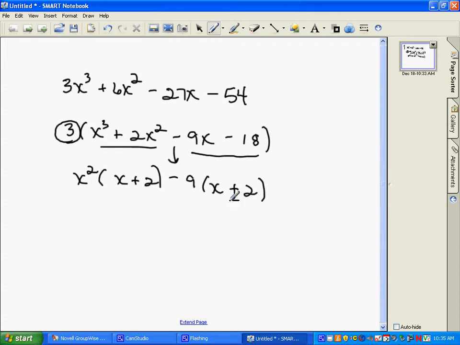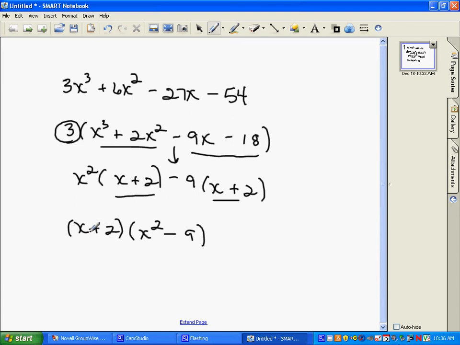Now these two things should always look the same if you factor by grouping. This is now a common term and we can pull that out. When we pull out x plus 2, we have x squared minus 9 left. Always check to see if you can factor further.